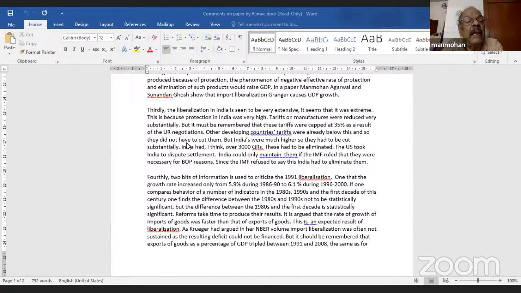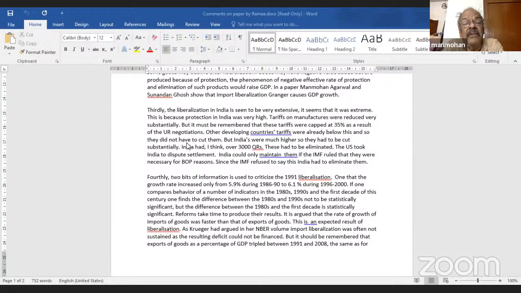That is what led to the elimination of QRs in India, because maintenance of the QRs would have required the IMF to certify that the QRs were necessary for balance of payments reasons. This is in the GATT WTO rules, and the IMF refused to certify this because it said that trade deficit should be met by devaluation and not by QRs.